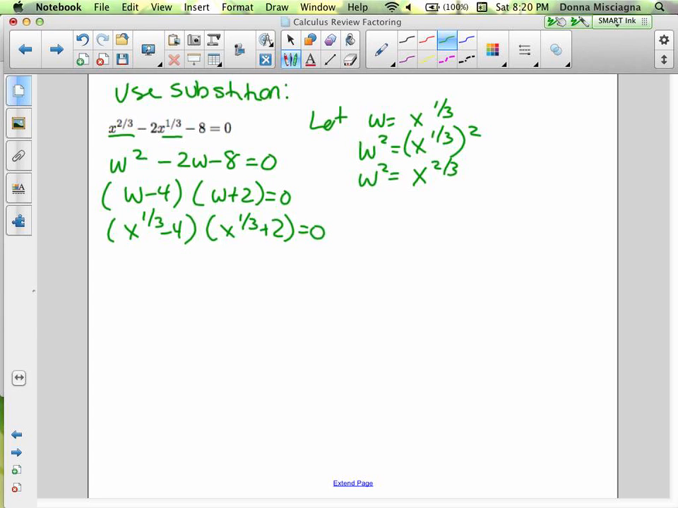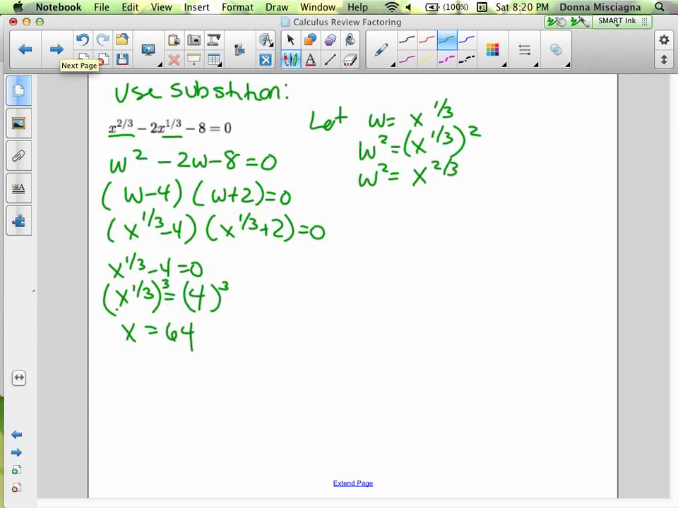So x to the 1/3 minus 4 equals 0. Add 4 to both sides. x to the 1/3 equals 4. And then just cube both sides. 1/3 is a cube root, and if you want to get rid of a cube root, cube it. So this is x equals 64.